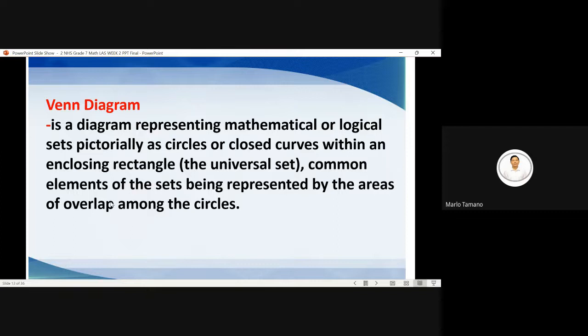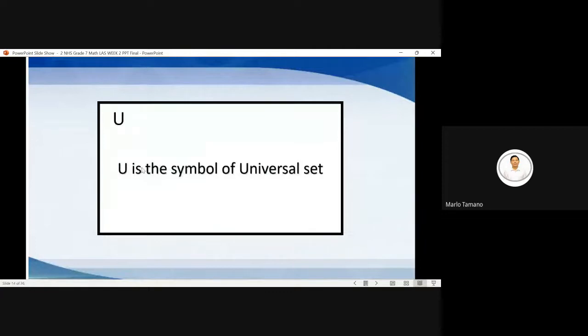Now, the common elements of the sets are represented by the areas of overlap among the circles. So meaning to say, this rectangle stands for the universal set, just like the universe. Okay? So from that universe, there are families. In every set of family, it is like a house: the house stands as a set, and the circle represents it. Okay? So from that house, no?